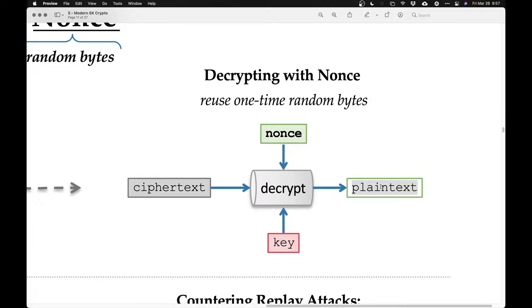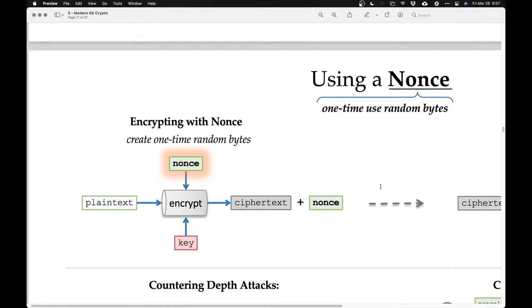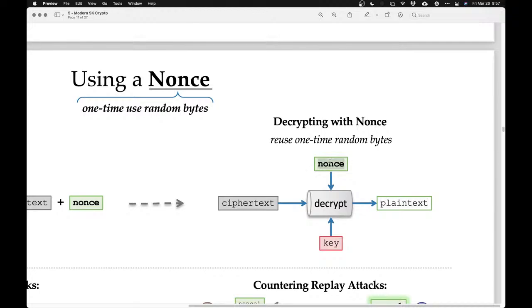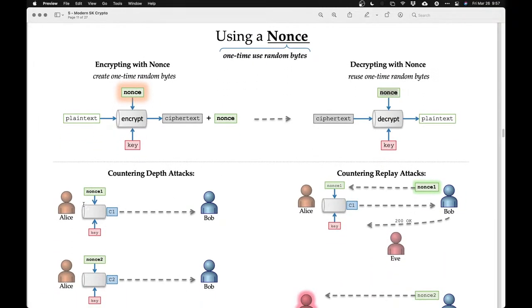All right? I know what Steven's going to say. He's going to say, but now you need to transfer a nonce. What the hell? You didn't solve anything. Well, let's see how we use a nonce. First of all, it's just some more random information into the encryption and decryption process. But you need the same nonce on both sides, just like you need the same key on both sides, okay?